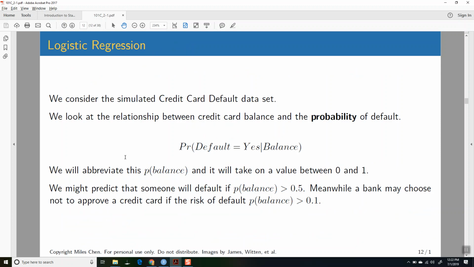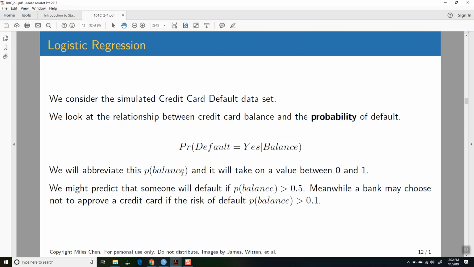Okay. All right. So for logistic regression, we're going to code if somebody defaults on their credit card payment as a 1 and not a default will be a 0. Okay. And now we're going to try to model the probability of someone defaulting based on the variable balance. Okay. And we're going to abbreviate this as just probability based on balance, okay? The probability function based on balance. And it's going to take on a value between 0 and 1.